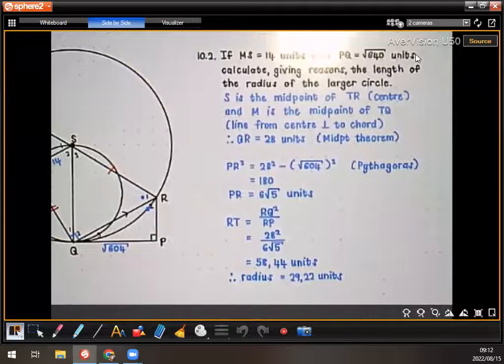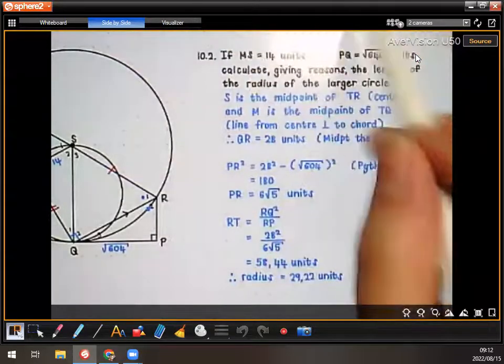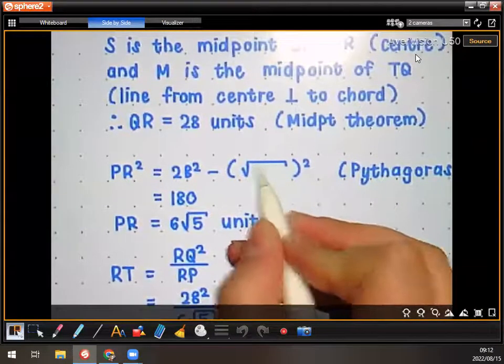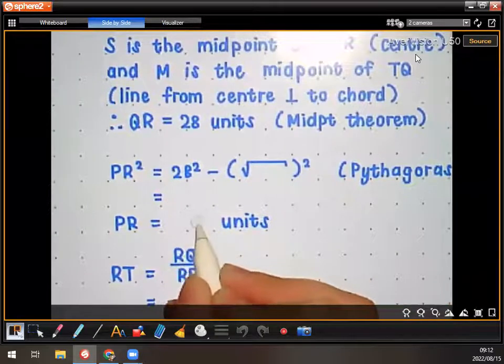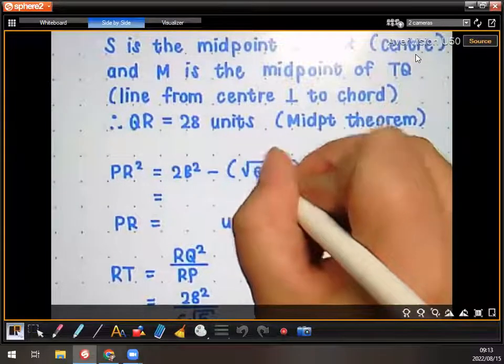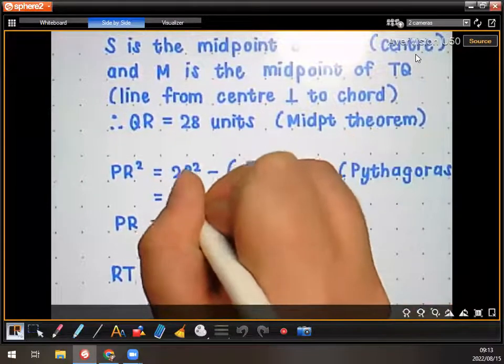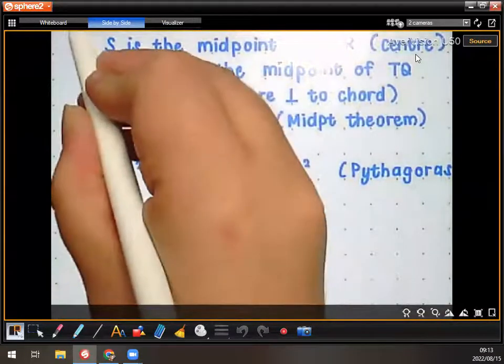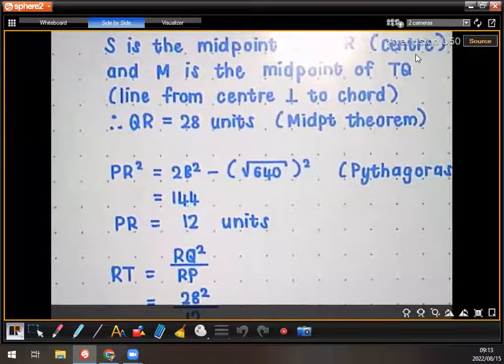Oh, is it? So my calculations are wrong. Okay, 640. Okay, thanks for that. So this is 640. You guys can tell me what the values are. Oh, and then 12. Okay. So 640, so 144 and then 12. That's simpler. And then this is going to be 28 squared over 12. Which is what? And then half of that is 30. Yeah.